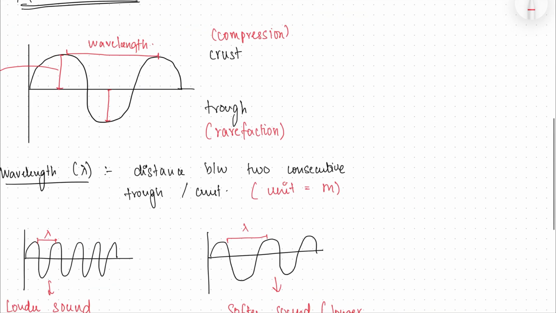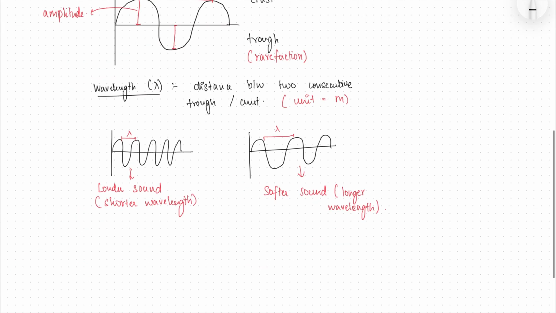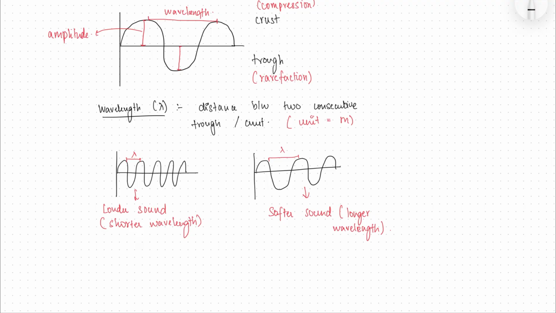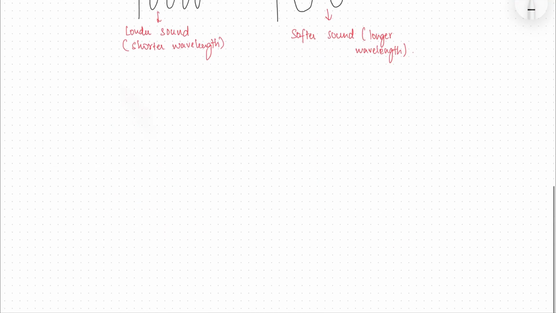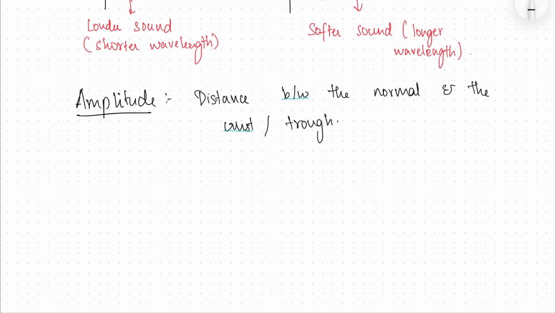Let's move on to amplitude. Amplitude is the distance between the trough and the normal, or crest and the normal. Okay, so amplitude is the distance between the normal and the crest or trough, and it's also measured in meters.